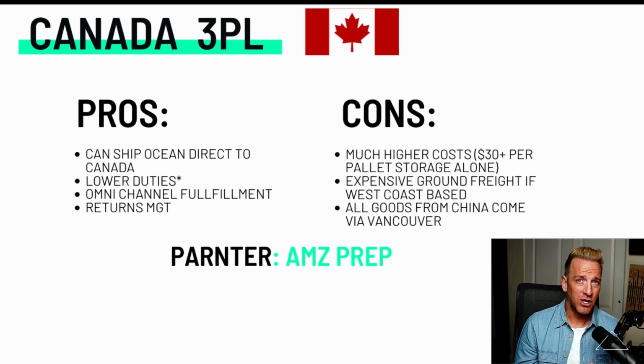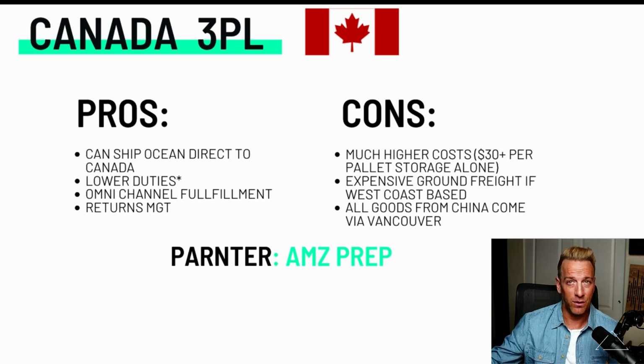Some of the cons though, much higher costs. It's typically $30 per pallet per month in Canada, which is quite a bit higher than the US. You've got expensive ground freight if it's West Coast based, which a lot of the 3PLs are. And then again, all goods from China go in through Vancouver. So even if you got an East Coast warehouse, it's still got to get trucked from British Columbia all the way across the country to that warehouse. Now, a partner that we've got here is AMZ Prep. I haven't personally used them because we haven't warehoused in Canada, but they come recommended in the Amazon seller community as one of the best in Canada.